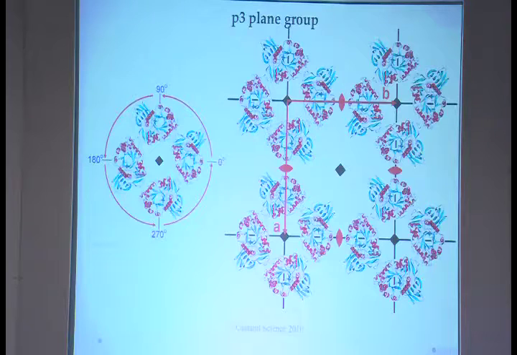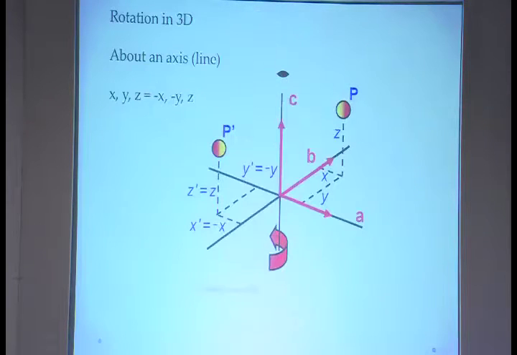Now, if you do these Cn rotations in 3D, you're doing this about an axis or a line, so you are regenerating your object. Let's say your rotation is around the z-axis. Then the x, y, z molecule will be regenerated at the minus x, minus y, z spot.